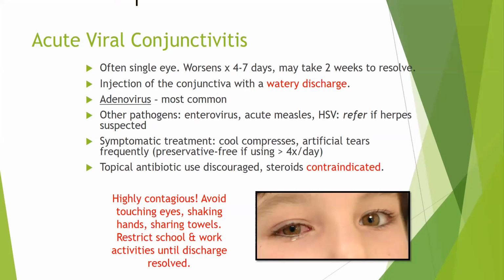Acute viral conjunctivitis, this is by far the most prevalent kind that we encounter in clinical practice. It often only affects one eye, and it's going to get worse at about the halfway mark, which is about a week. But it can take anywhere from 2 weeks to more to resolve. So these parents usually come in at about day 5, and they want to know what the heck's going on.